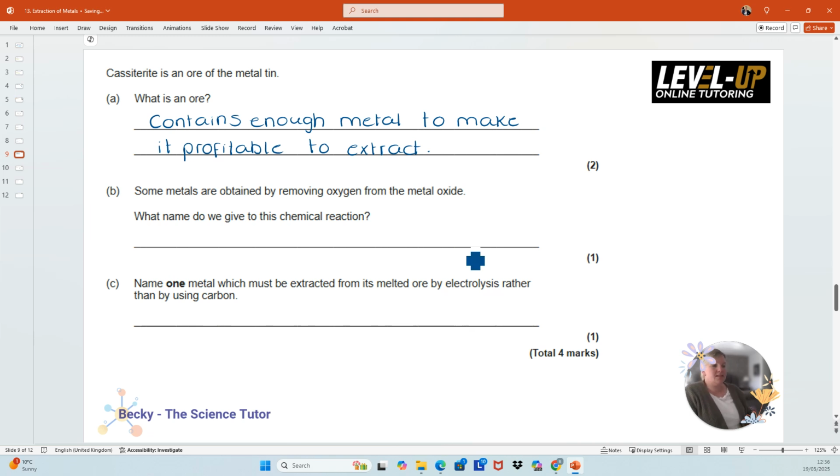Some metals are obtained by removing oxygen from the metal oxide. What name do we give to this chemical reaction? That is our reduction. And give one metal which must be extracted from its melted ore by electrolysis rather than using carbon. If you just think, what are the most reactive metals you know? Think about group 1, they're pretty reactive. So anything out of group 1, potassium, sodium, lithium, calcium, magnesium. I know calcium and magnesium are in group 2, but they're still highly reactive metals. Any of those would get you the mark there.